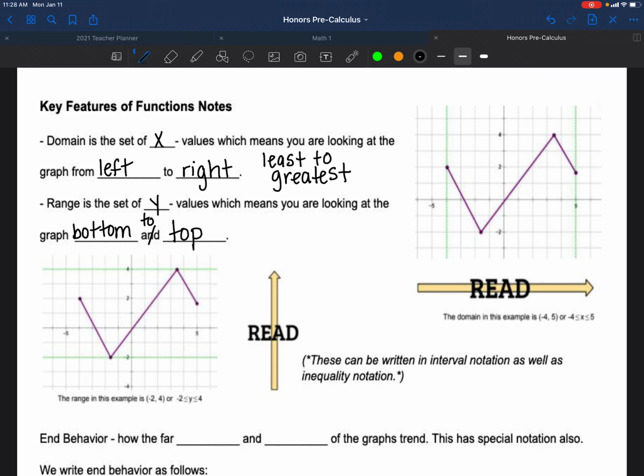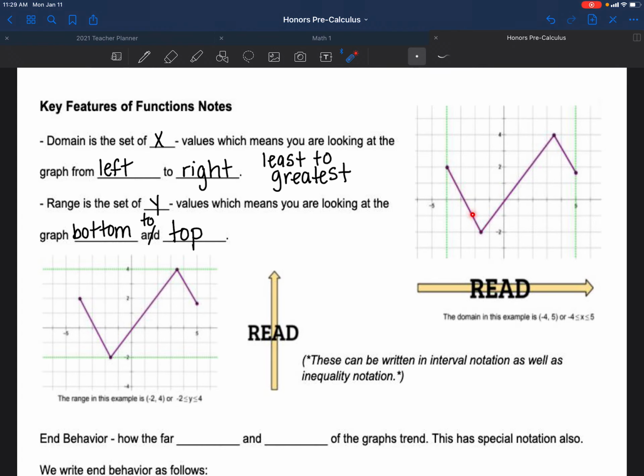Now, what do I mean when I say this? So when we're looking at this graph over here on the right-hand side, when I read this graph from left to right, we're starting right here at this x value of -4. Now remember, domain is x values, so we're not going to worry about the y value. We're going to look at the x value, and we're going to define our domain of all the x values that are included in this graph.